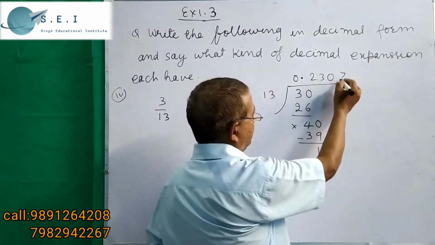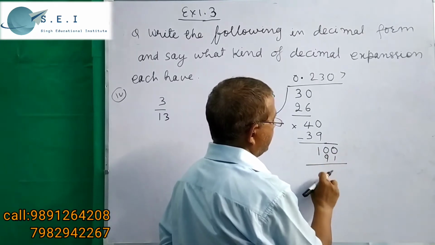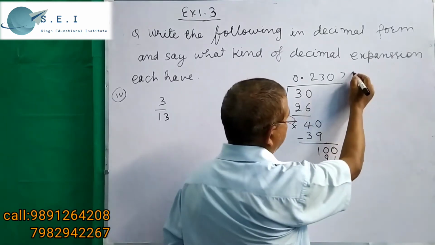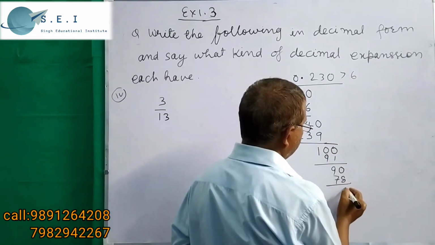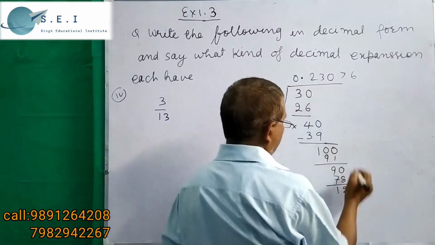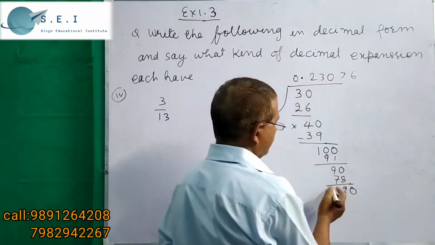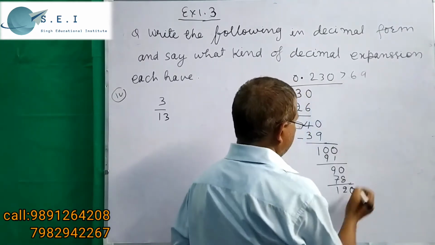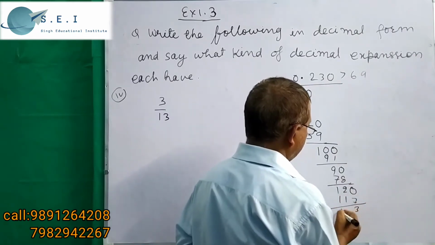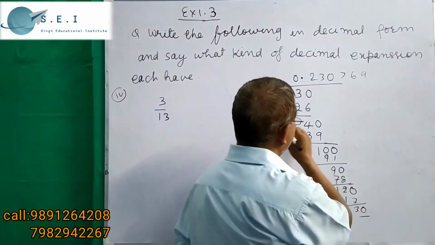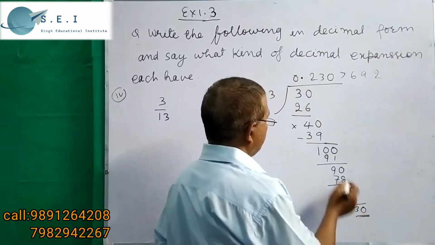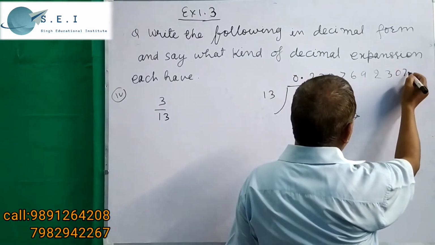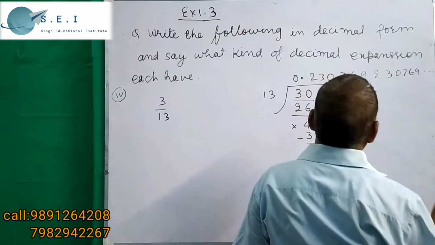13 7s are 91. Subtract it. It is 9 and write 0. Next is 13 6s are 78. Subtract, 10 minus 8 is 2, 8 minus 7 is 1, 12. Write 0 and 0 after subtracting in each step. So 13 9s are 117. The remainder is 3. Write here 0. 13 2s are 26. Then this 30 is the same as the earlier 30 and the whole process is repeated again. This gives 2 3 0 7 6 9 and so on.